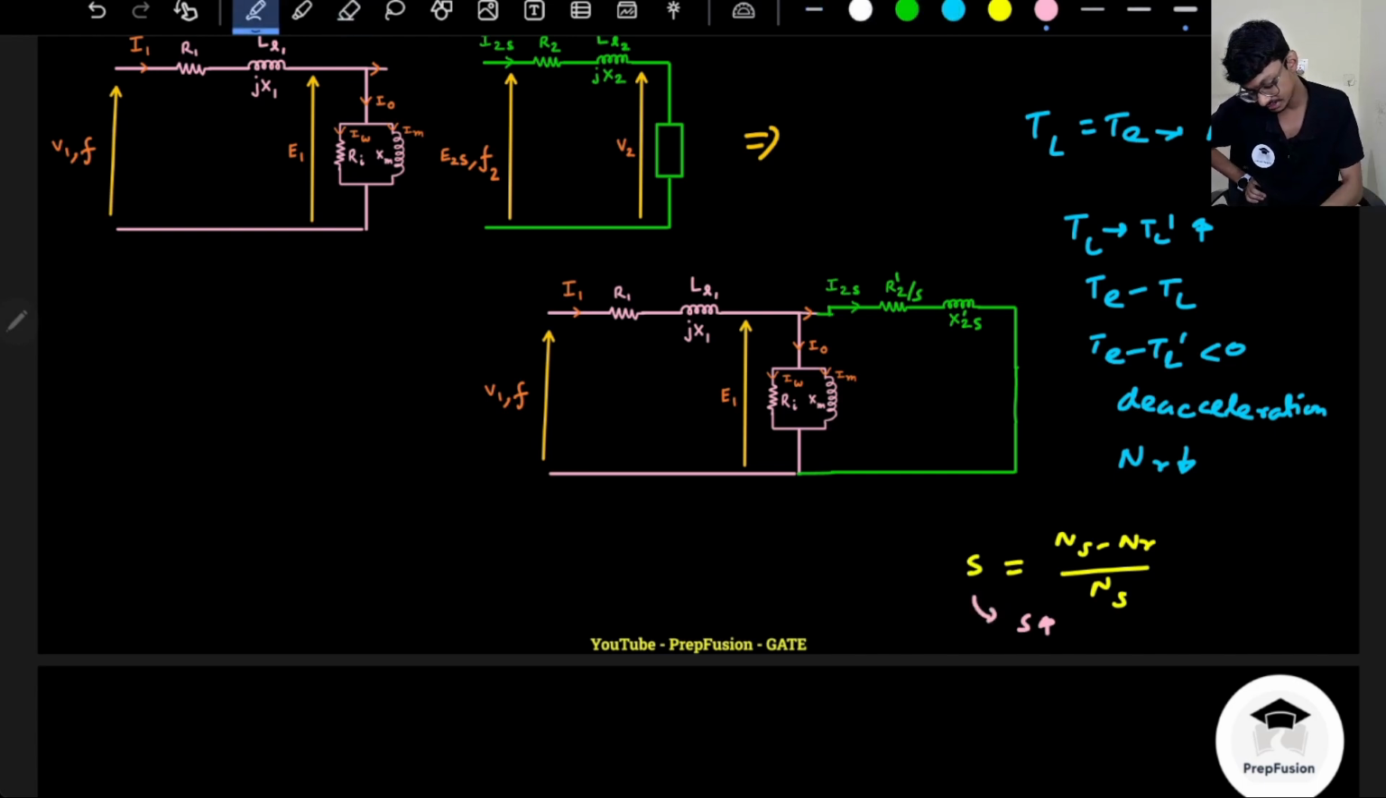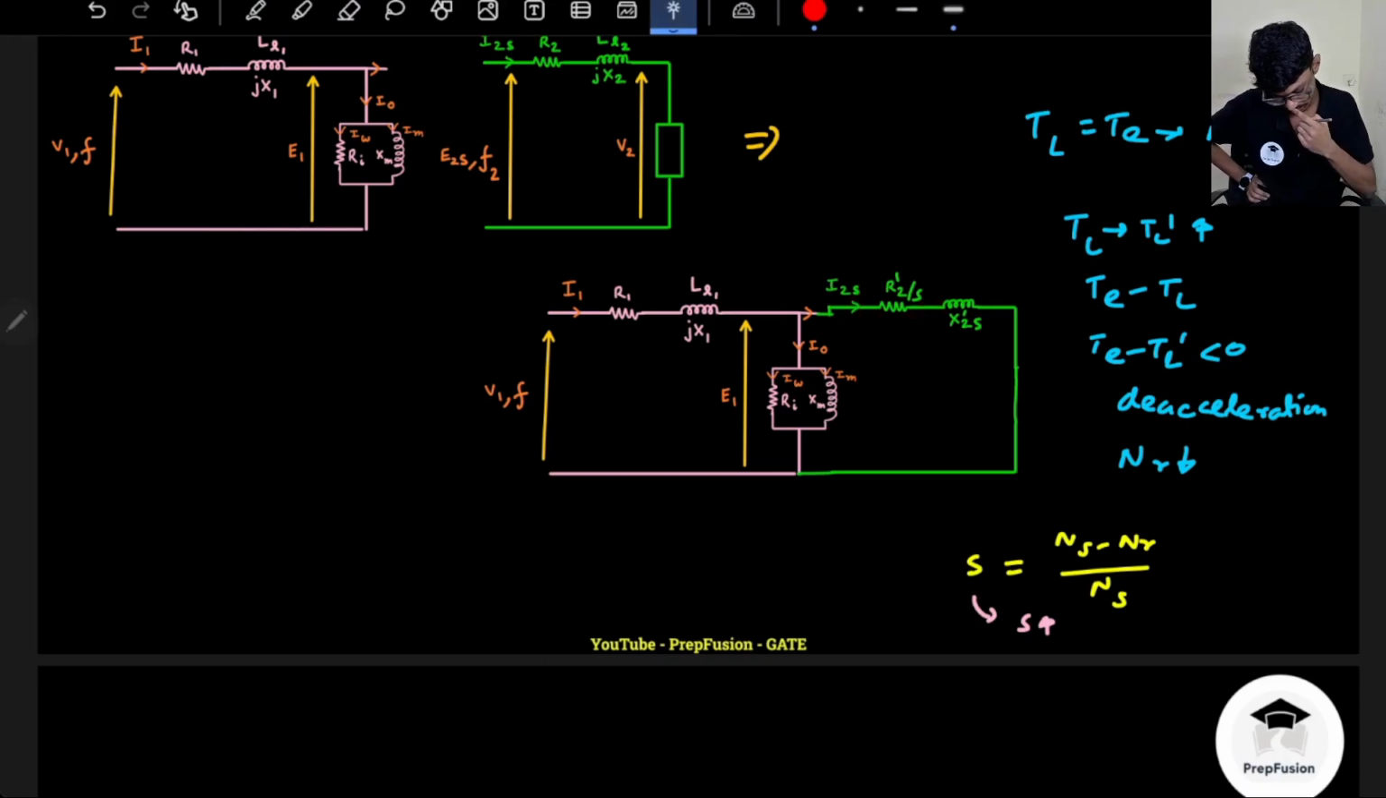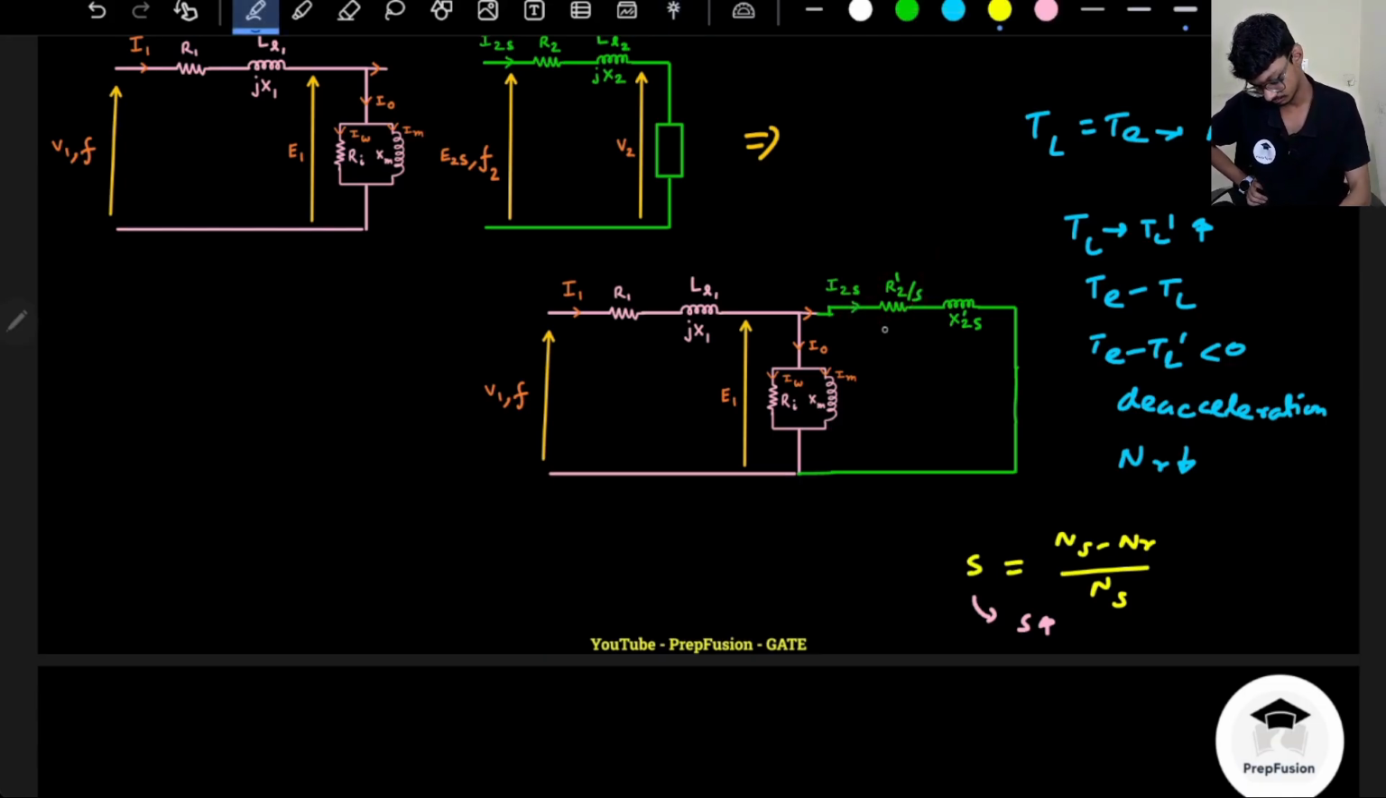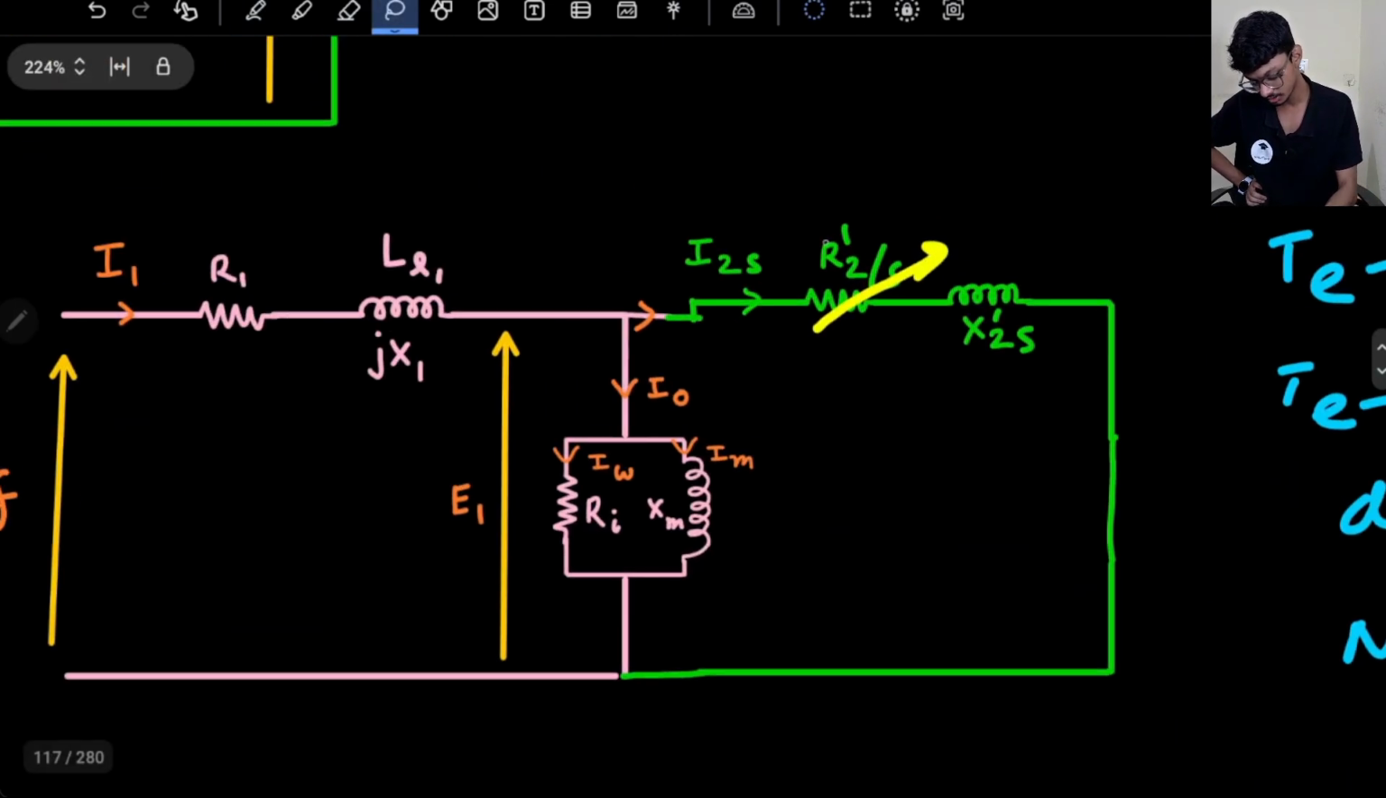So if slip increases, basically what happens? This resistance will increase. Sorry, this resistance will not increase, this resistance will reduce. This resistance overall will reduce. So basically, the problem is this quantity. I am not comfortable with this quantity. It is just like a variable resistance. Basically, as slip is varying, the resistance also is varying. Now, I am not comfortable with this.